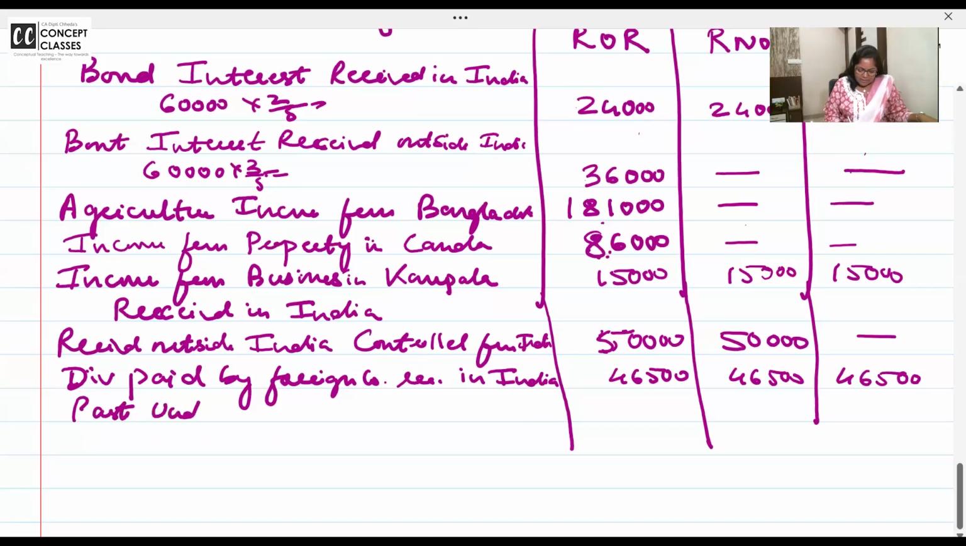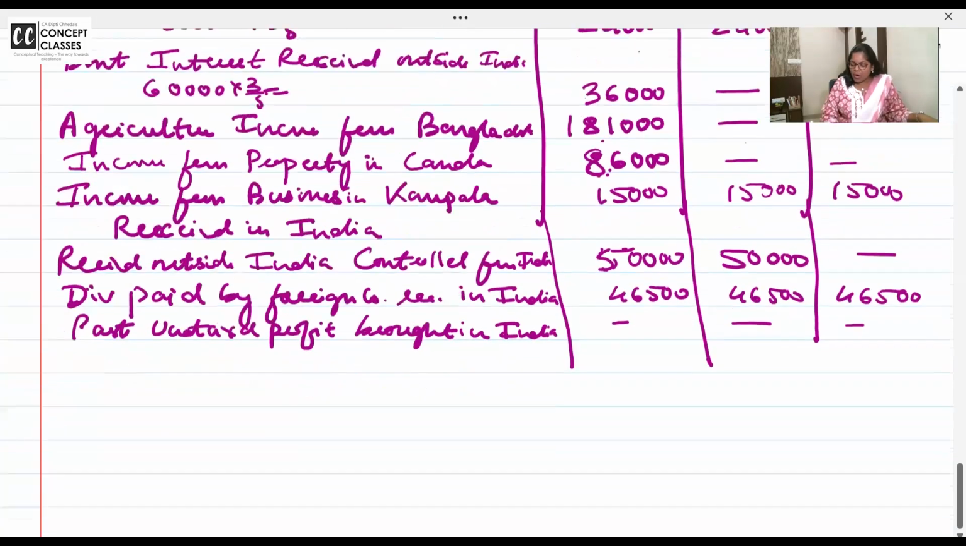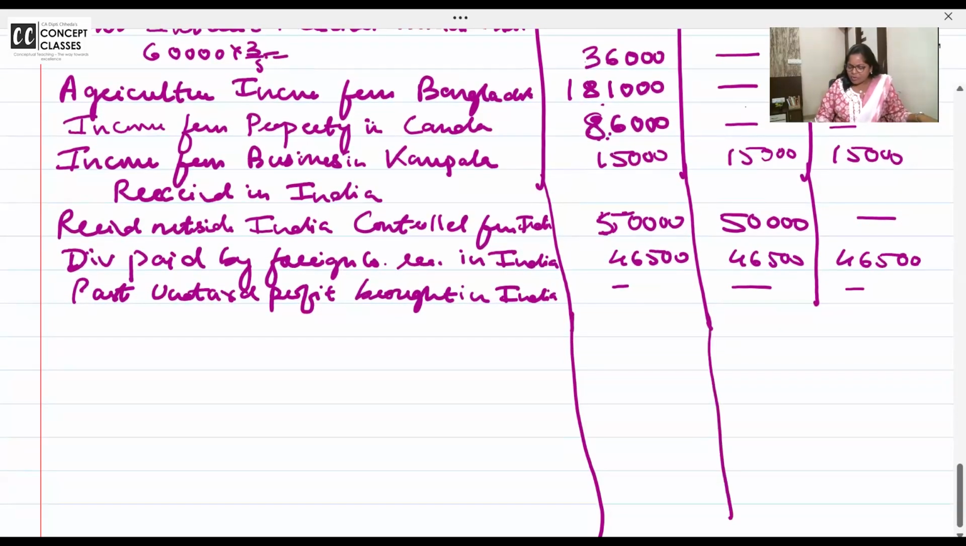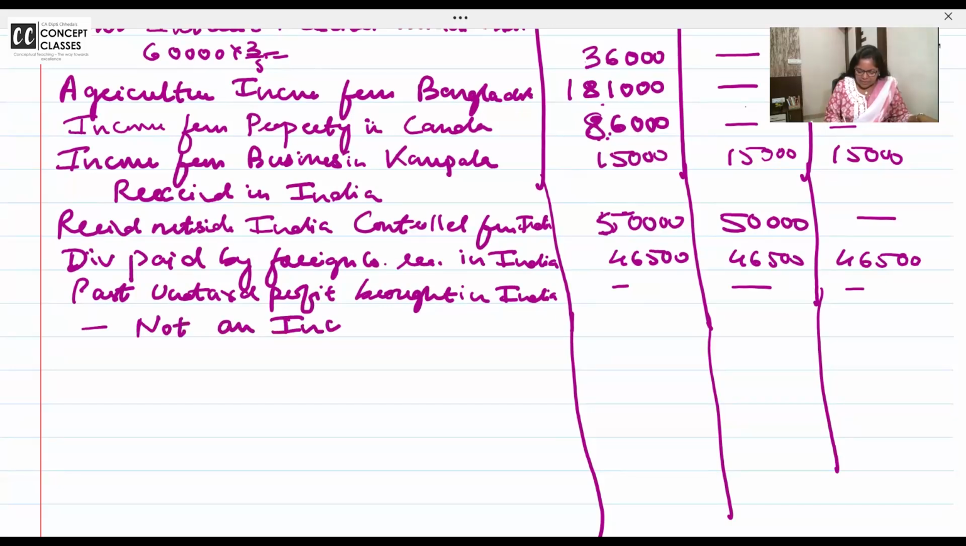Past untaxed profit brought in India. Not taxable at all. Yesterday I explained all this story to you. Past untaxed profit is brought in India. It's not an income. It's not taxable. It's just transfer of your capital. You have earned over there, you're bringing it in India.